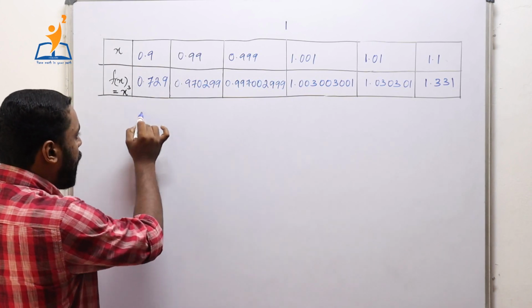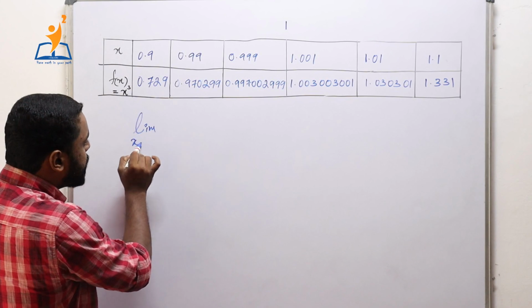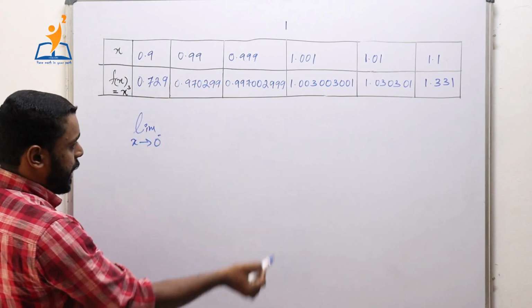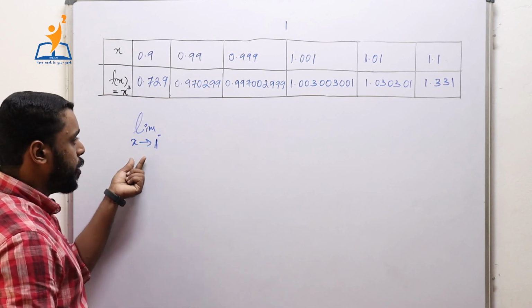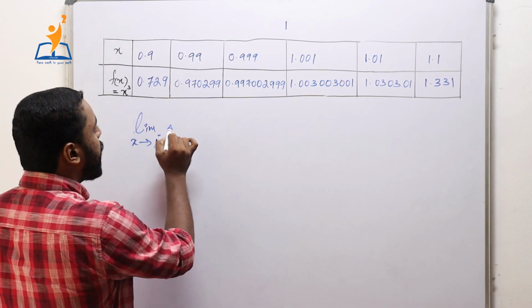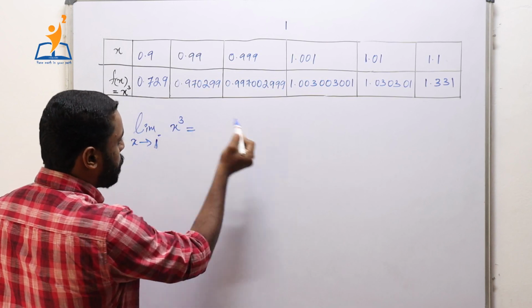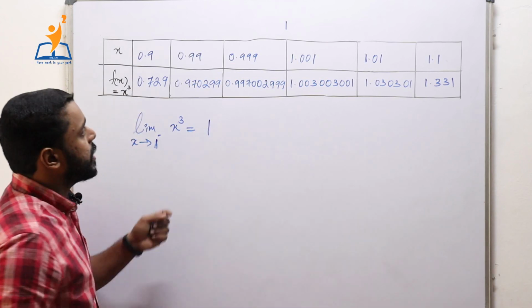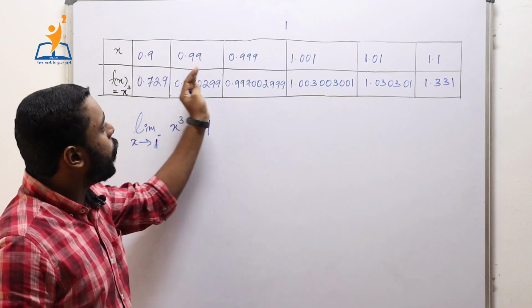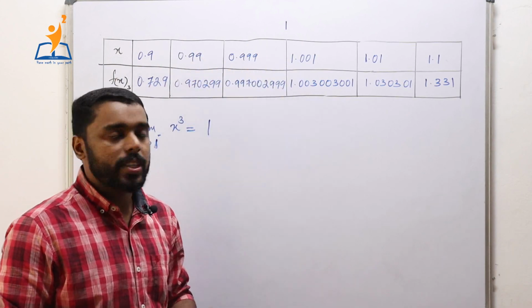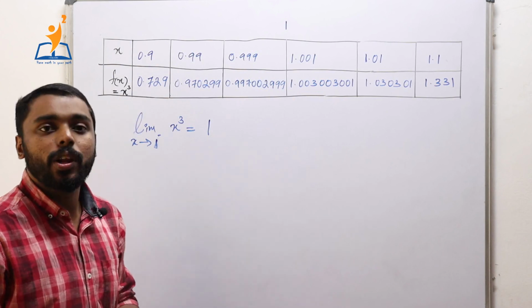Then we can say that limit x tends to 1 minus, we are approaching the input values from the left side, of x cube is nothing but 1. That is, whenever we are approaching 1 from the left side, the output values also approach from the left side to get the output value 1.